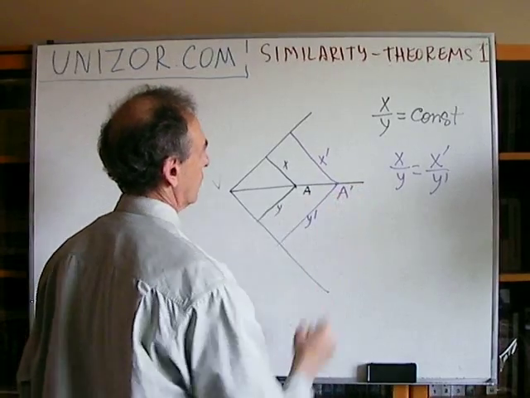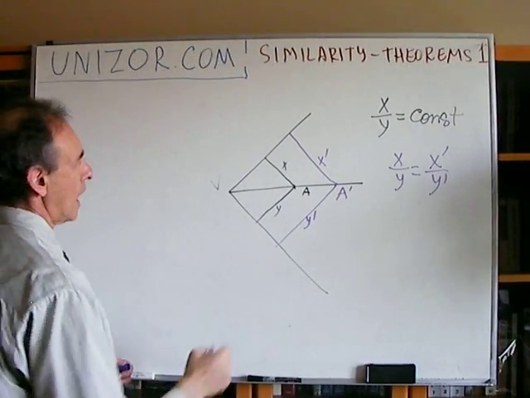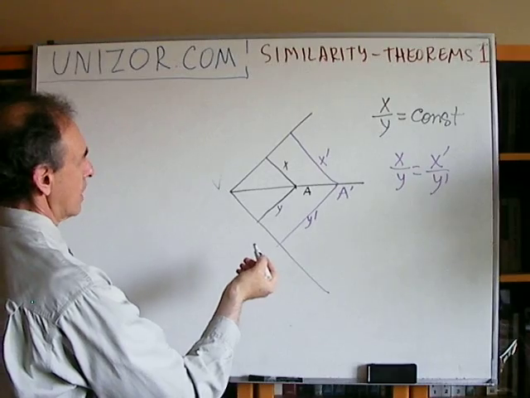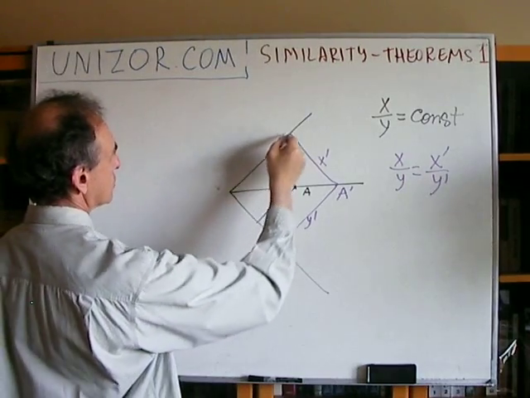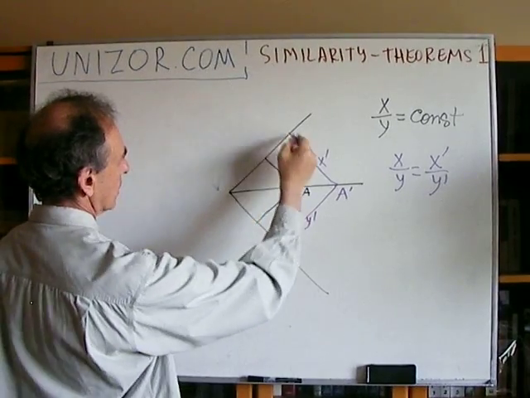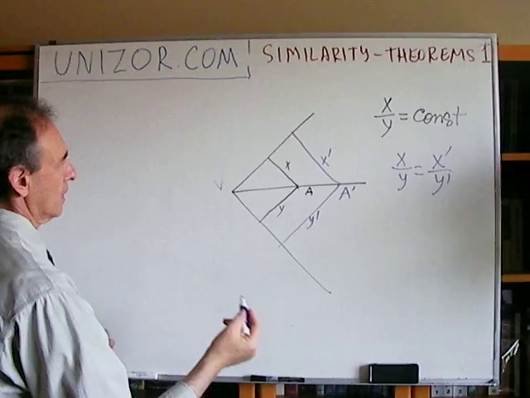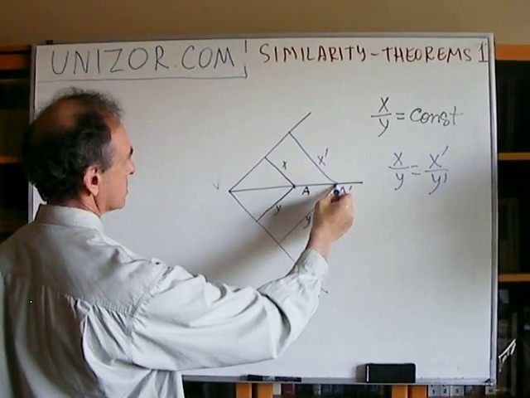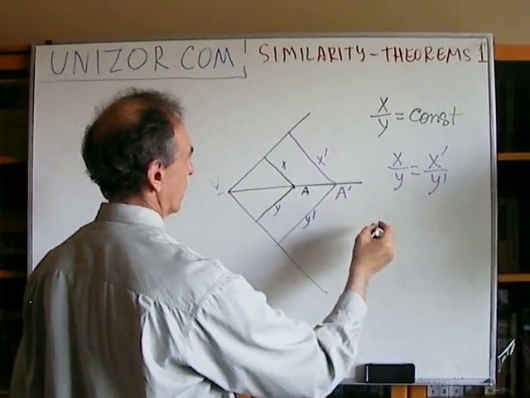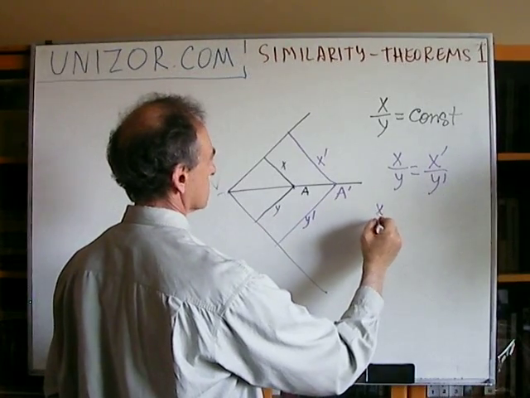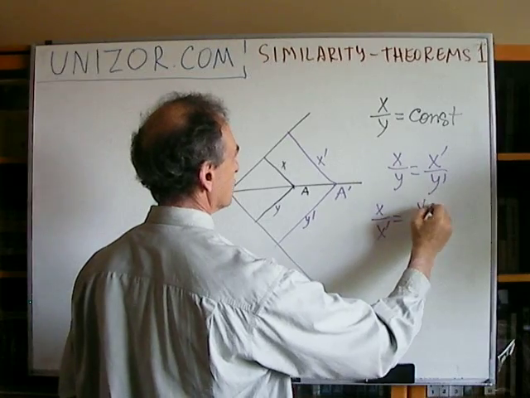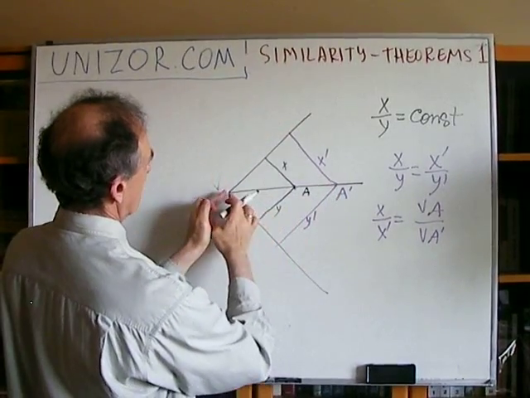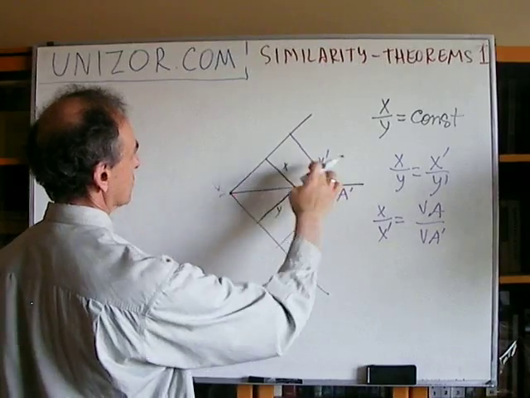This is A prime, right? Now, obviously, since these are two perpendiculars to the same line, they are parallel to each other, and these two triangles, this and this, bigger and smaller, are similar. And from their similarity, we can conclude that this relates to this as this to this, right? So x to x prime is equal to VA to VA prime, because of similarity of this pair.